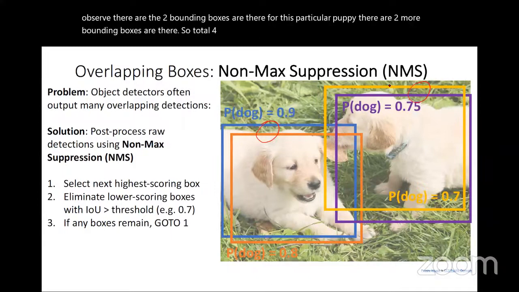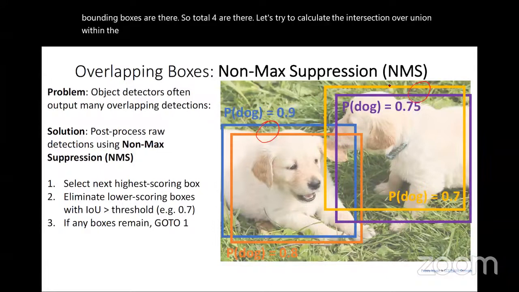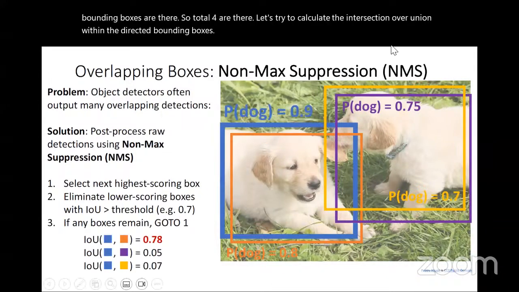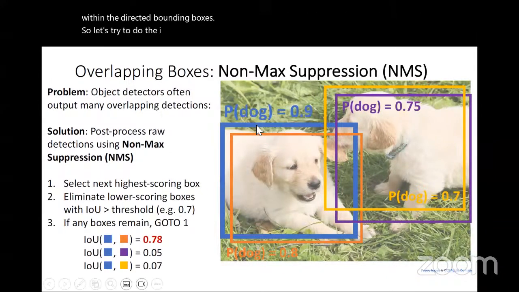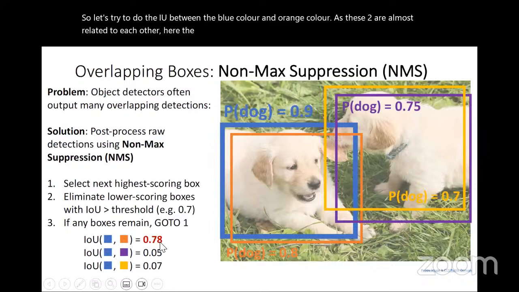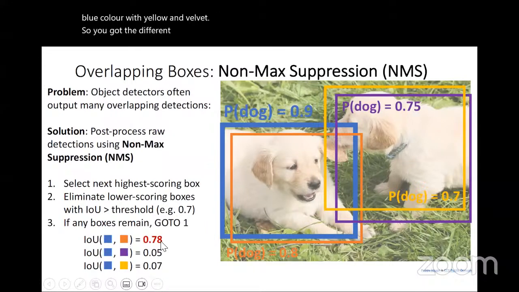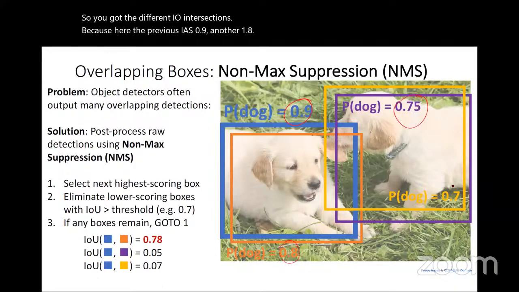Let's calculate the intersection over union among the detected bounding boxes. Let's do the IOU between the blue color and orange color, as these two are almost related to each other. Here it is 0.78. Similarly, you can do the corresponding IOU of blue with yellow and velvet. So you get different IOU values: the previous is 0.9 and another is 0.8, the third is 0.75 and 0.7.